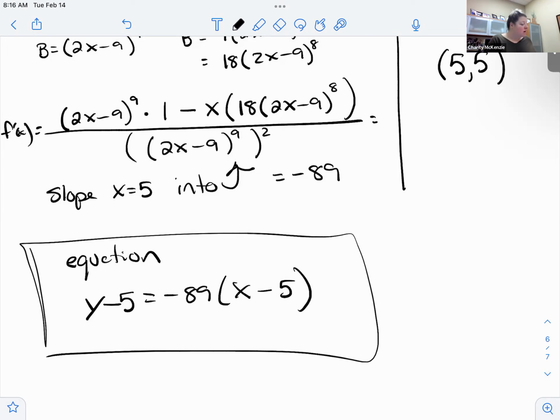All right, chain rule. Anything in the exponent of the e, you have to do a chain rule. Anything in a log, you have to do a chain rule. Anything to a power, chain rule. Square root with anything underneath, chain rule. All right, let me know if you have any questions.